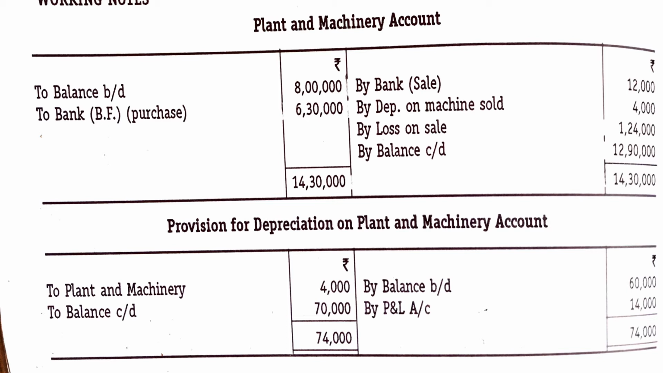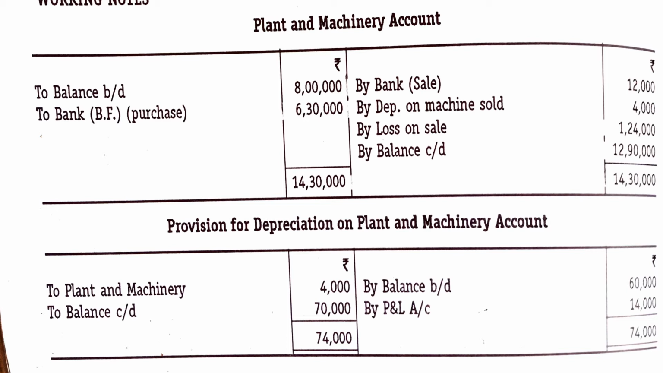Actual loss on sale of machinery is equal to 1,24,000. The total of this comes 14,30,000. Deduct 8,000 from 14,30,000, then it will come 6,30,000. This amount is treated as purchase of plant and machinery during the year.